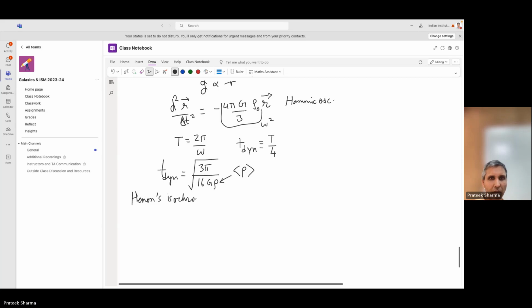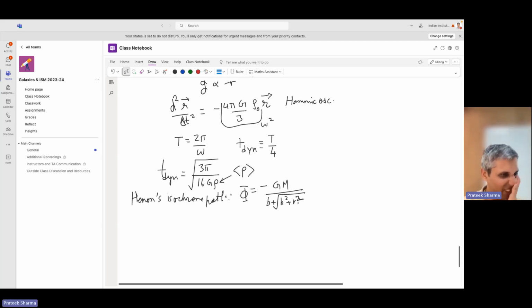Isochrone potential. The isochrone potential is a general potential which has this property: its orbits have a time period that does not depend on angular momentum but only on energy, just like the Kepler orbits and the uniform density sphere. The potential is actually given by minus G, and it has a simple form. Anyway, we'll not go into the details of all these.